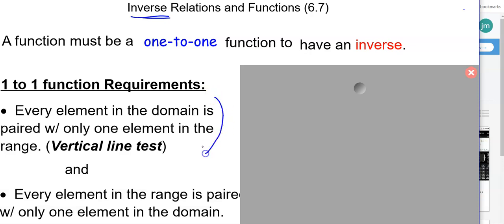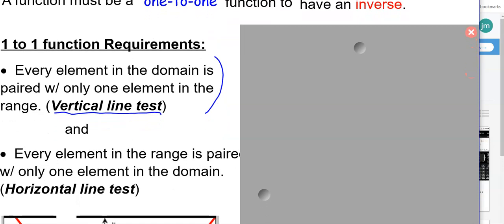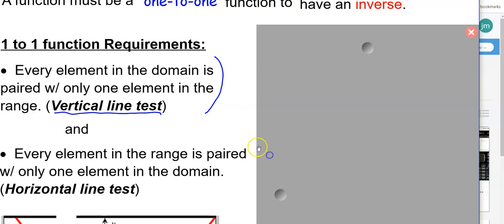The test to see if something is a function is that every element of the domain is paired with only one element in the range. Typically, we call this a vertical line test if you're looking at a graph, but you need to understand both points of that. The second part of being one-to-one, there's really two requirements, is that every element in the range is paired with only one element in the domain. This is called the horizontal line test if you're looking at a graph.